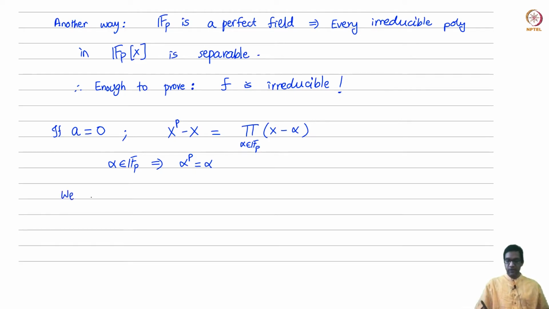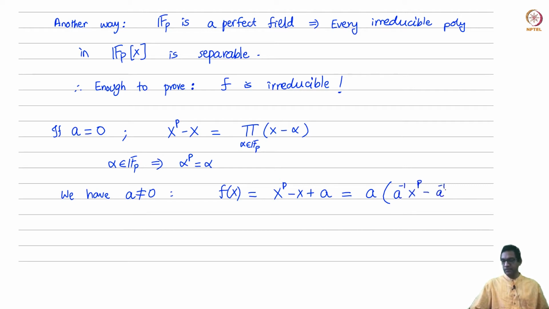However, we have that a is not 0. Now let's write out our polynomial. This looks like x to the p minus x, and there's an additional constant a. Since a is not 0, I'll pull a common factor of a from everything. Write this as a times a inverse x to the p minus a inverse x plus 1. My goal is to get the constant term to be a 1 here. Now I can rewrite this as a times y to the p minus y plus 1.